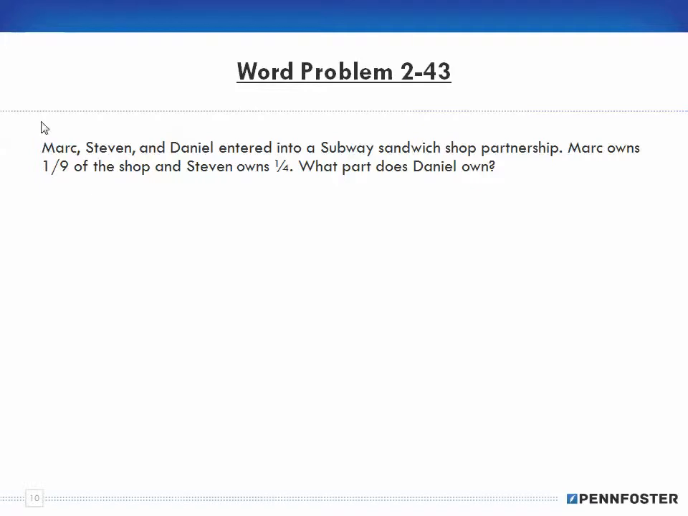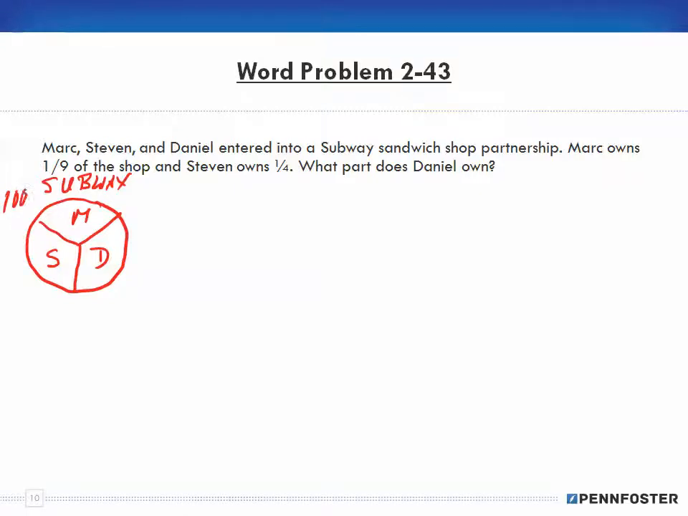Okay, we ended up on problem 2-41 last time, so we're going to pick up with 2-43. This problem says, Mark, Stephen, and Daniel enter into a Subway sandwich shop partnership. Immediately when I read that, and notice what I'm doing, I'm going to diagram what I'm thinking based upon what I read. I can call this the Subway partnership, and divide it into 3 because there's Mark, Stephen, and Daniel. The total of whatever they invest equals the 100% of the Subway partnership. That's what ran through my mind.